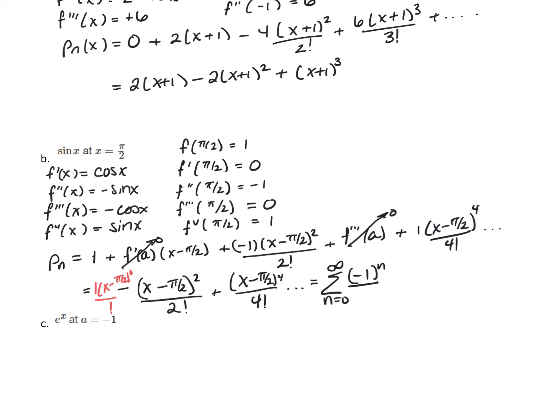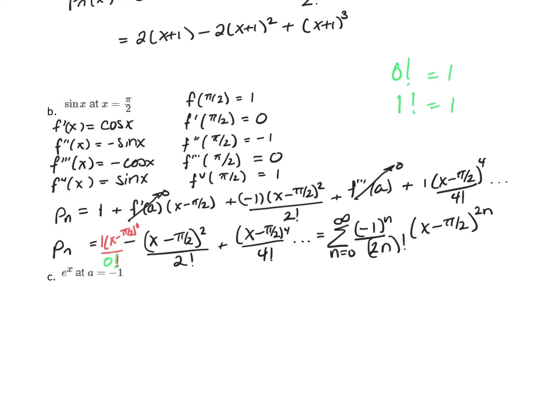and I can rewrite 1 factorial as 0 factorial because they have the same value. So 0 factorial is equal to 1, 1 factorial is equal to 1. With that said, I know my denominator is going to be 2 times n factorial, and then I have x minus pi over 2. Now the powers are going from 0 to 4, so it must be 2 to the n. And that is my Taylor polynomial written as a series.